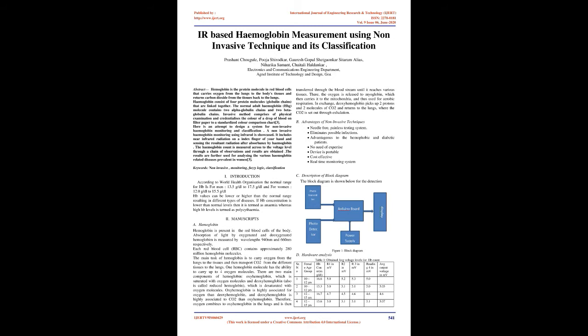Introduction. According to the World Health Organization, the normal range for HB is 13.5 g/dl to 17.5 g/dl for men and 12.0 g/dl to 15.5 g/dl for women. HB values can be lower or higher than the normal range, resulting in different types of diseases. If HB concentration is lower than normal levels, it is termed anemia, whereas high HB levels are termed polycythemia.